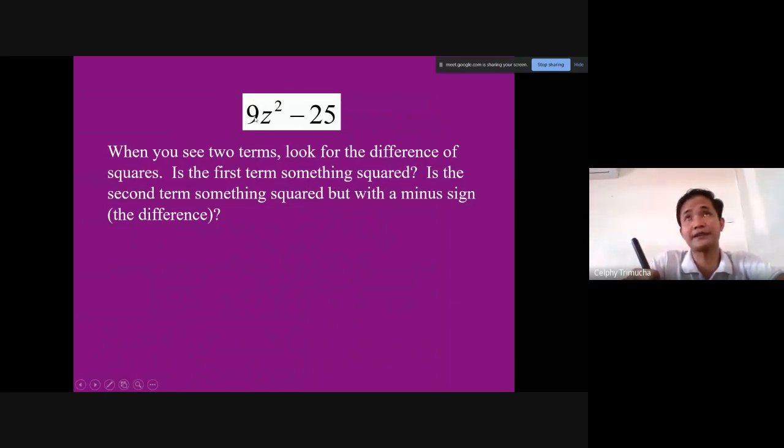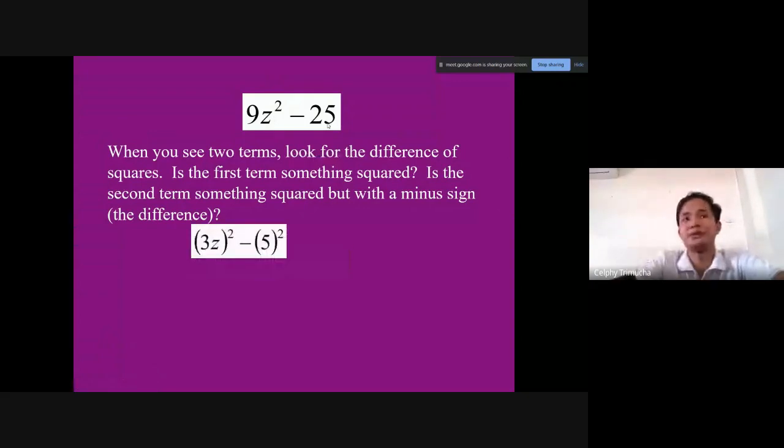Is 9 a perfect square? Can it be square rooted? Yes. Z squared, can it be square rooted? Yes. 25, can it be square rooted? Yes. So the square root of 9z squared will be 3z. So we have it squared directly, minus 5, then squared directly.